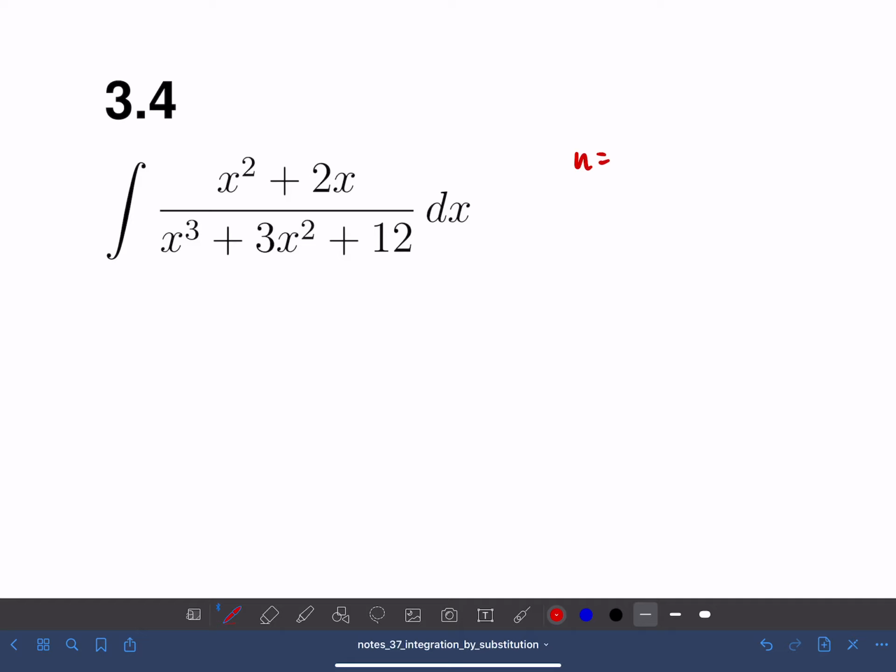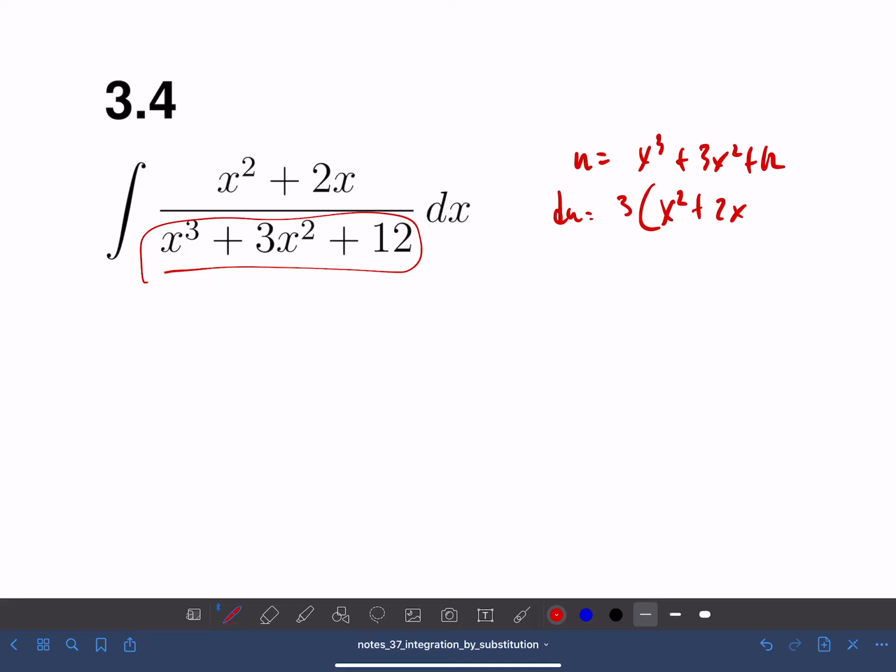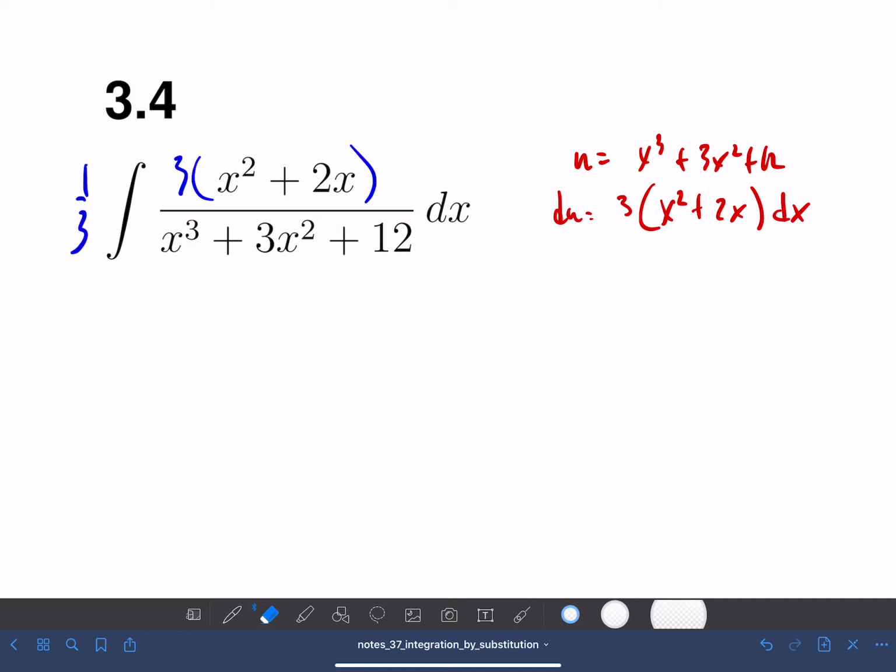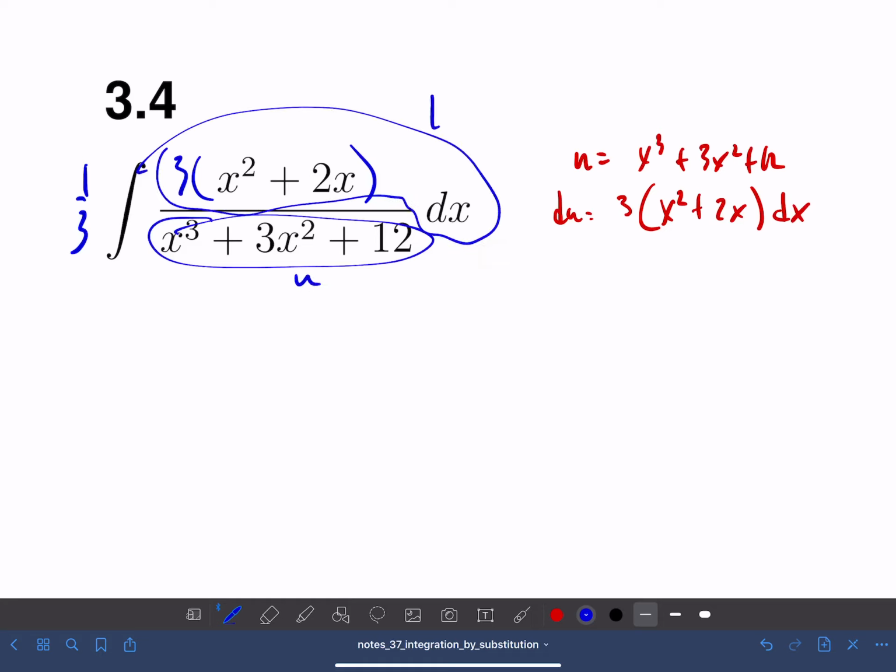u equals the thing in the bottom, and the thing on top is the derivative of x cubed plus 3x squared plus 12. Fine, we've done that several times now. du equals 3 times x squared plus 2x dx. All right. I hope this is starting to feel familiar. We need a 3 right here. I need a third right there. Great. So when I rewrite this, this whole thing here is u. This whole thing here is du.